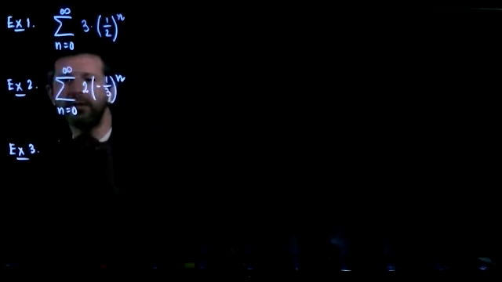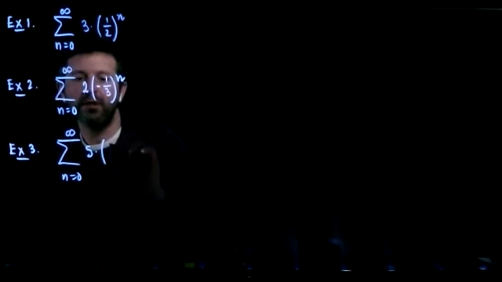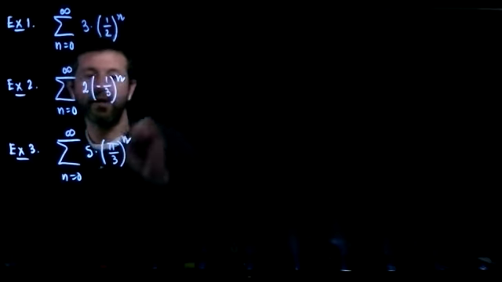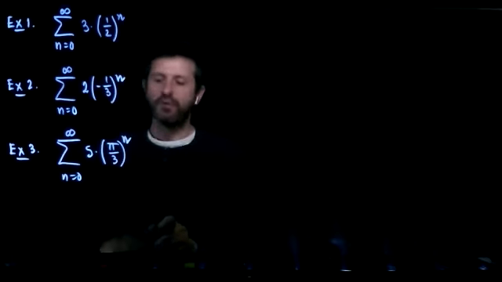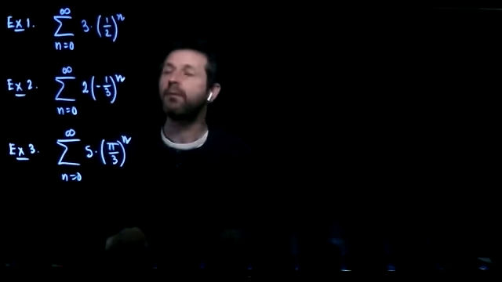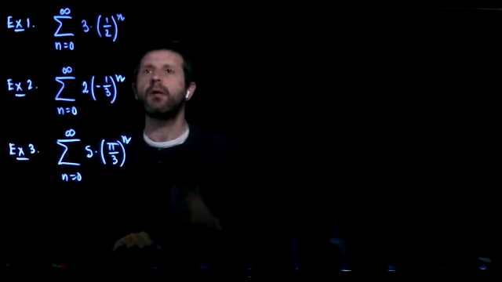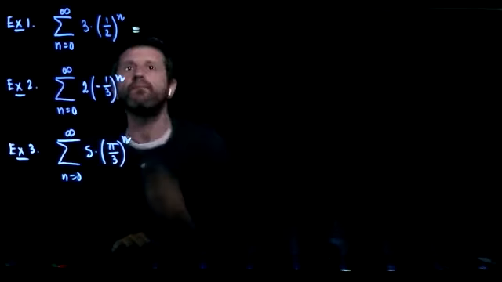Example 3: sum n equals 0 to infinity of 5 times pi over 3 to the power of n. Here we go. Let's start with these three. What is this one?